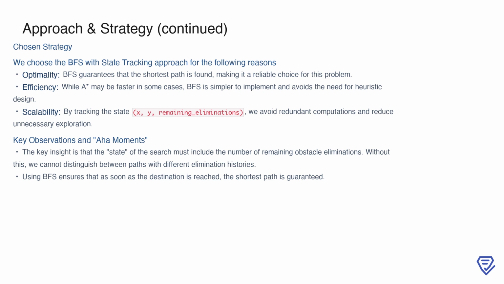One of the key insights here is recognizing that the state must include the remaining obstacle eliminations. Without this, it would be impossible to distinguish between paths that have different elimination histories but reach the same cell. Using BFS also ensures that once the destination is reached, we have the shortest path, as it explores paths in order of increasing length. This makes it both an optimal and efficient choice for solving the problem.